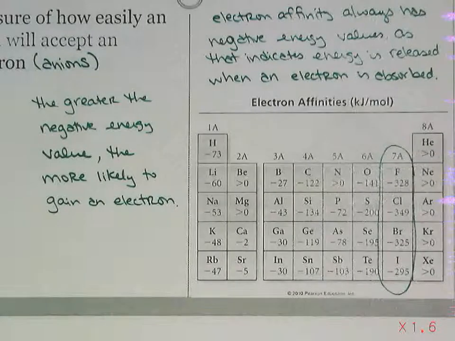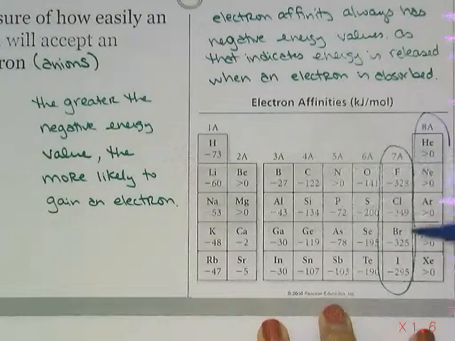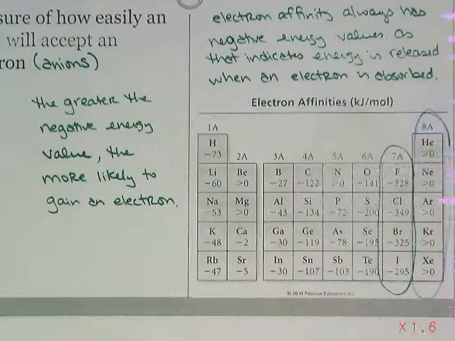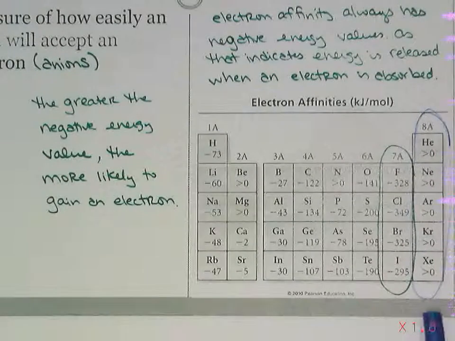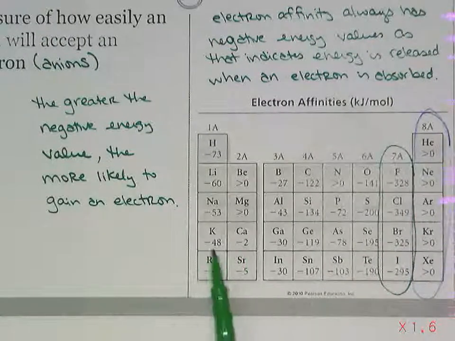What family of elements is the absolute last choice to take on an extra electron? I'd say it's a toss-up, but I would choose this column. What are those guys called? Noble gases. What's the likelihood they're going to take on an extra electron? Zero, which is what it says. Not likely. Second place, least likely, probably in between these two. Lithium would consider it.